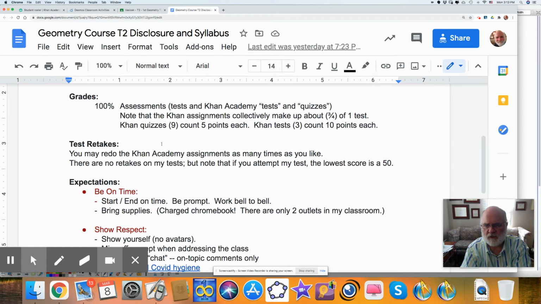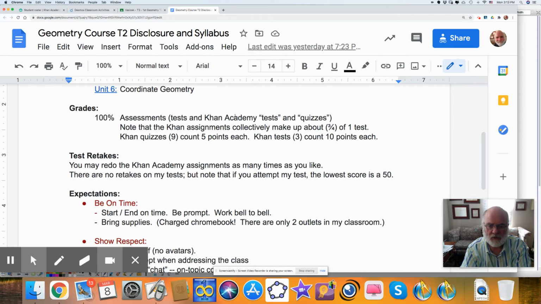100% of your grade is based on assessments, and this is true for any class that you take at Burlington High School. All of the assessments are going to be the same that you'll see, except I also include Khan Academy tests and quizzes. Together they make up about three quarters of a grade, so it's about 75 points. There are 9 quizzes for 5 points each and 3 10-point tests from Khan Academy. So it's not a full 100 points for each, but these are scaled.